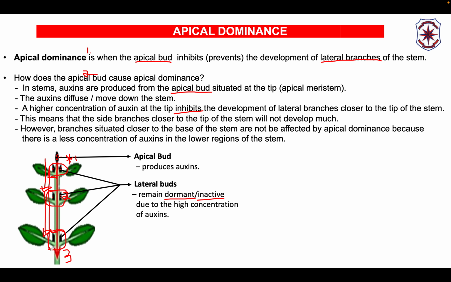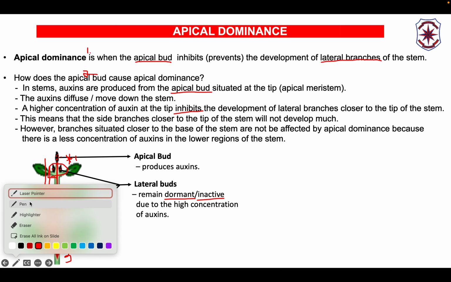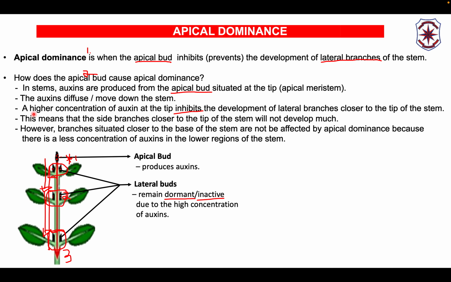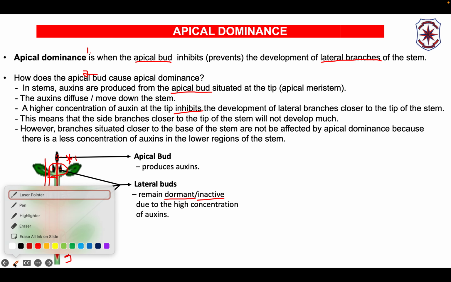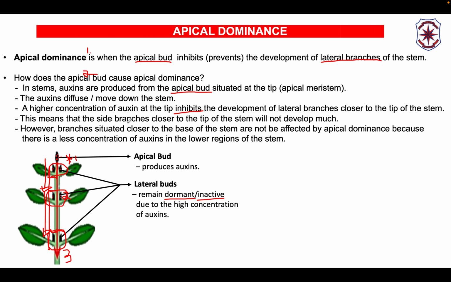Okay, let me change my instrument again. Laser pointer. So the higher concentration of auxins at the tip inhibits the development of lateral branches closer to the tip of the stem. This means that the side branches, let me underline or rather highlight. This means that the side branches closer to the tip.